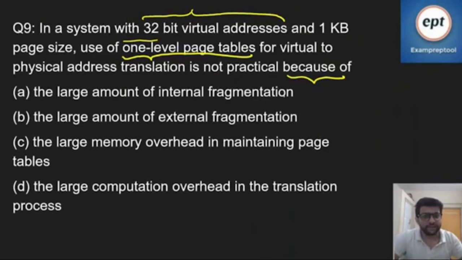So it has been given that use of one level page tables for virtual to physical address translation is not practical because of the large amount of internal fragmentation, large amount of external fragmentation. See, the internal fragmentation or external fragmentation. First of all, in paging, there is no external fragmentation. So external fragmentation is not possible in paging, right?